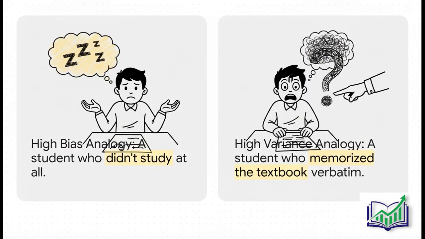Let's go back to our student analogy. A high bias model? That's like a student who didn't study at all. They're going to fail everything. But a high variance model, that's the student who memorized every single word of the textbook, but has zero real understanding. They can recite a chapter perfectly, but ask them a question that requires just a little bit of critical thinking, and they are totally lost.